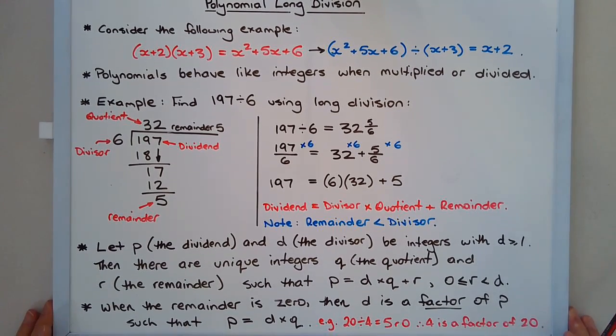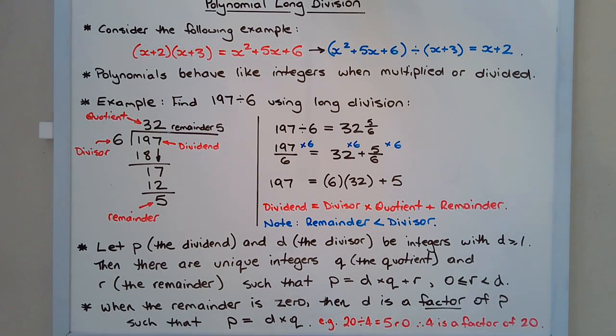So just more formally, let P, the dividend, and D, the divisor, be integers with D greater than or equal to 1. So this is the divisor, it has to be at least 1. Then there are unique integers Q, the quotient, and R, the remainder, such that P, the dividend, is equal to D times Q, the divisor times the quotient, plus some remainder, where the remainder has to be greater than or equal to 0. Yes, we can have a remainder of 0, but it has to be less than the divisor.